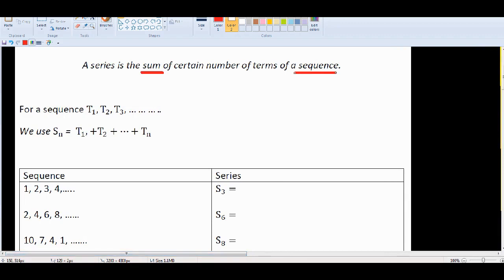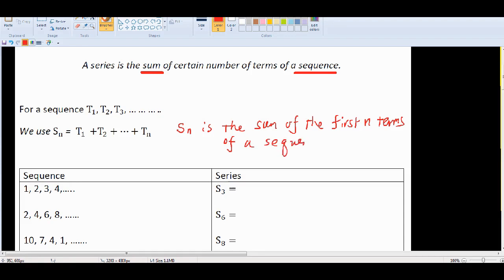For example, if there's a sequence T1, T2, T3, etc., we use Sn equals T1 plus T2 plus until Tn, with no commas. So Sn means the sum of the first n terms. You might memorize it like that: Sn is the sum of the first n terms of a sequence.